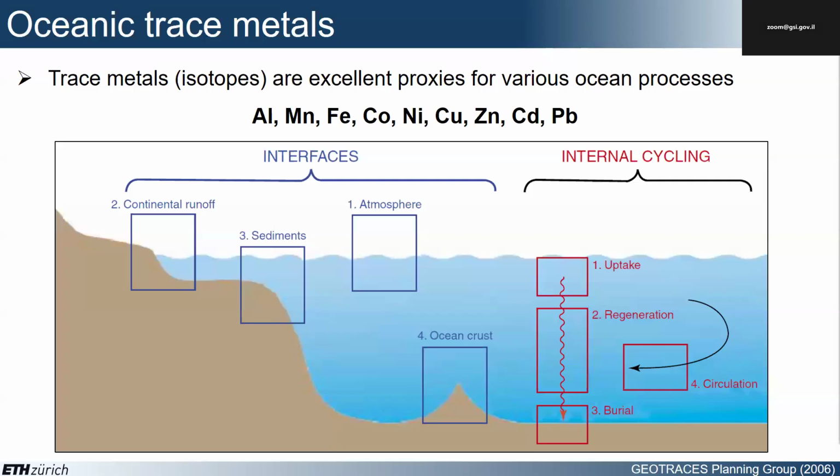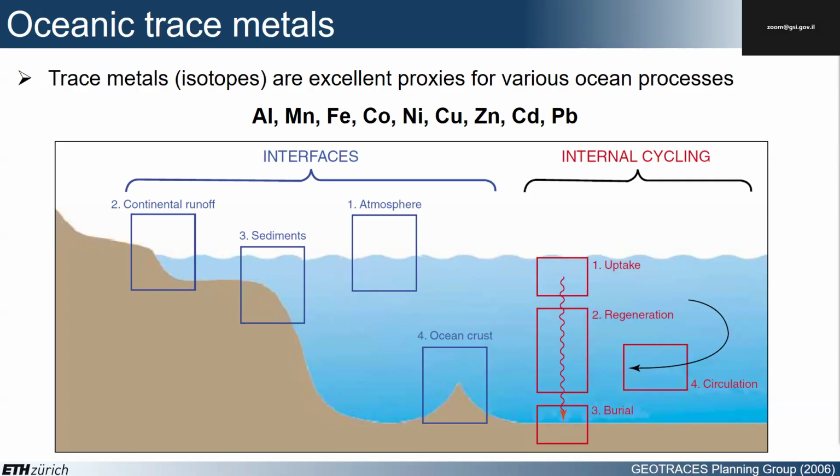So first, to start off with a brief introduction about oceanic trace metals. By trace metals, I mainly mean these elements right here. Trace metals and their isotopes in the ocean are excellent proxies for various ocean processes at various interfaces. The main ocean interfaces include the ocean and continent interface, the interface of the oceans with seafloor sediments, as well as the ocean crust or hydrothermal vents, and the interface of the ocean with the atmosphere.